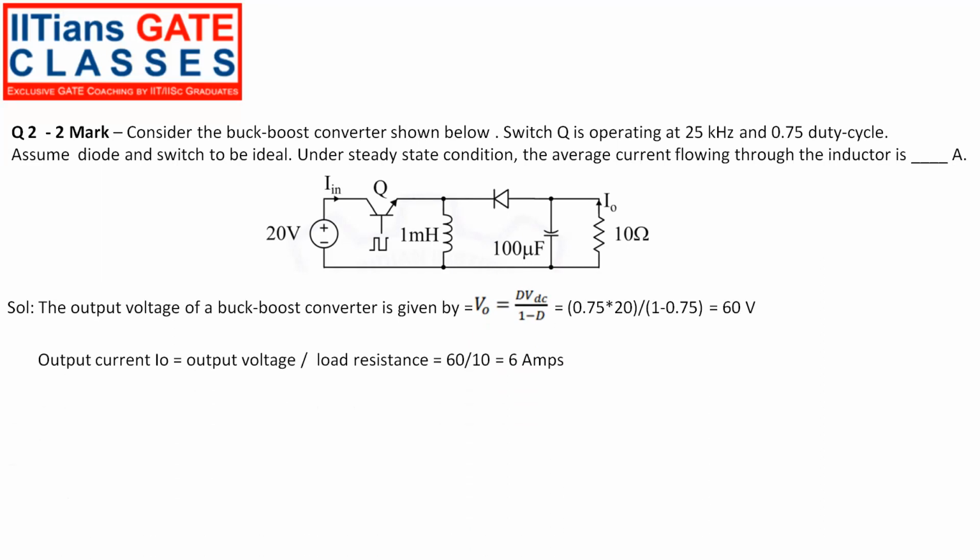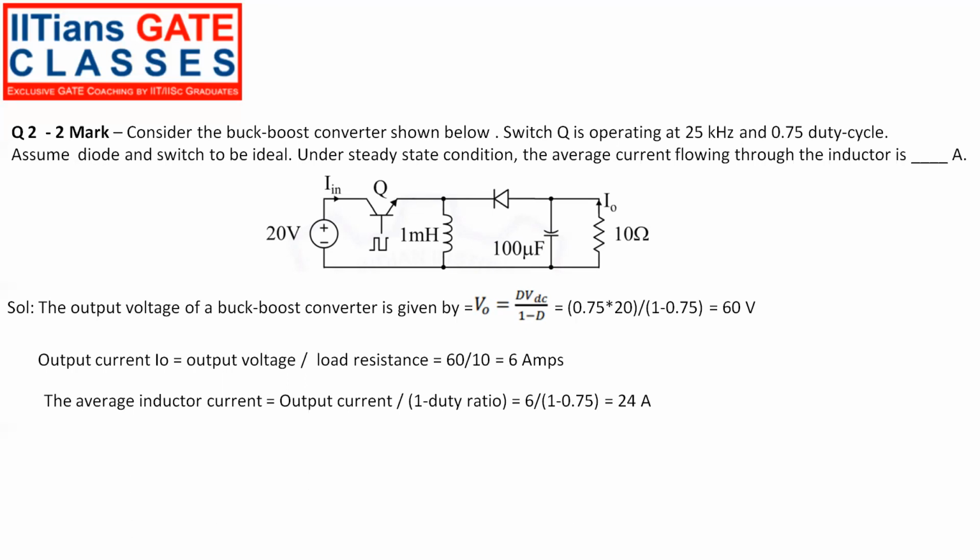Now the output current is given by output voltage by load resistance, which is 60 by 10 ohm, that is equal to 6 amps. So once we got the output current, the average inductor current is nothing but output current by 1 minus duty ratio. So output current is 6 amps by 1 minus duty ratio, 0.75. So you will be getting around 24 amps.